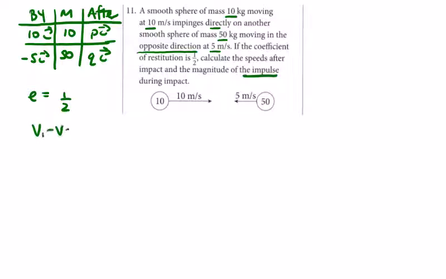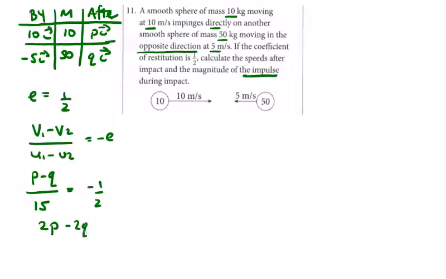So (v1 minus v2) over (u1 minus u2) equals minus e. That will give us (P minus Q) over (10 minus minus 5) is equal to minus 1 over 2. So 2P minus 2Q equals minus 15.